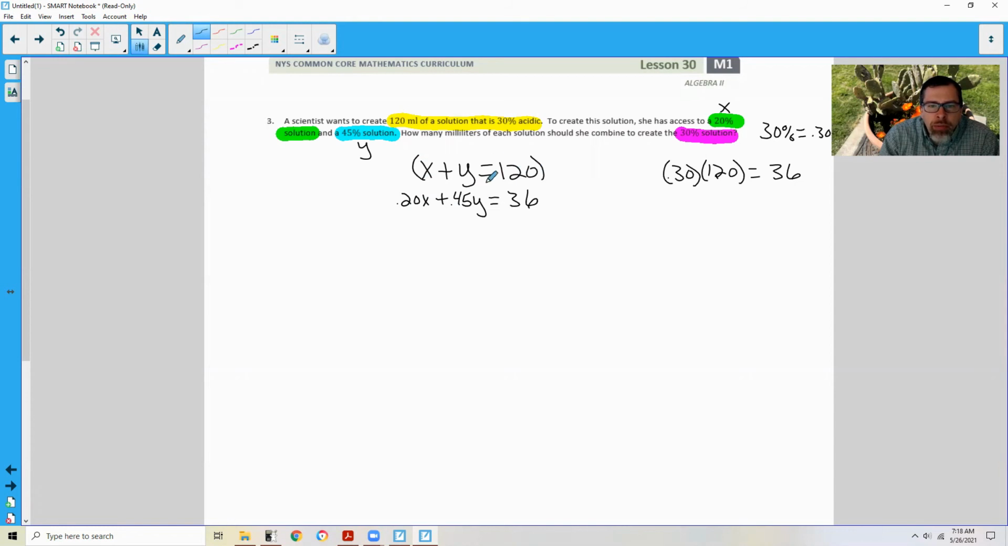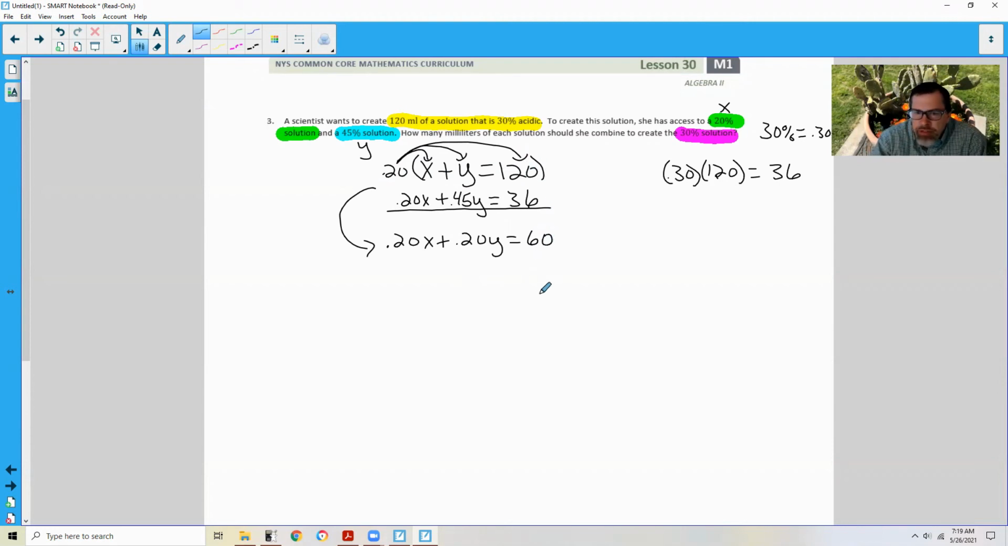So if I focus on this top and multiply it by 0.20, and you're doing the whole thing, so I've got parentheses around the whole thing, then we're going to end up with this. Distribute: 0.20x plus distribute 0.20y equals distribute 0.2 times 120. So 20% of 120 is 60? No, that's not right. It's not 60. That's half. Multiplying, 2 times 0 is 0, 2 times 2 is 4, 2 times 1 is 2. All right, 20% of 120 is 24. Made the same mistake as I was doing over here. So anyway, we have 0.20x plus 0.20y equals 24.